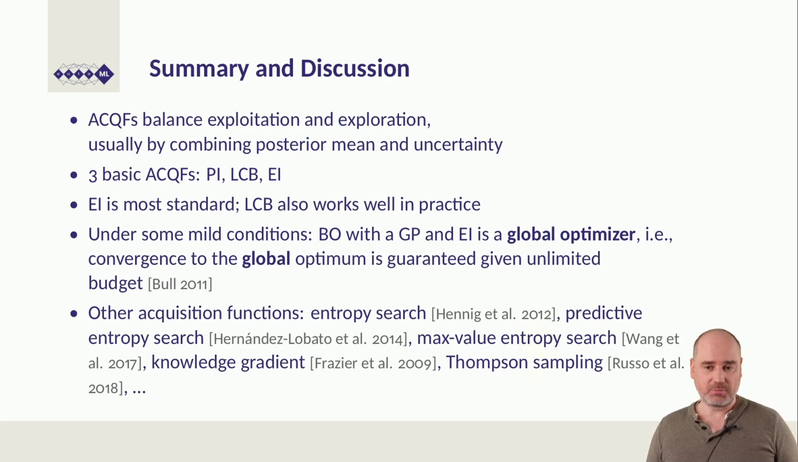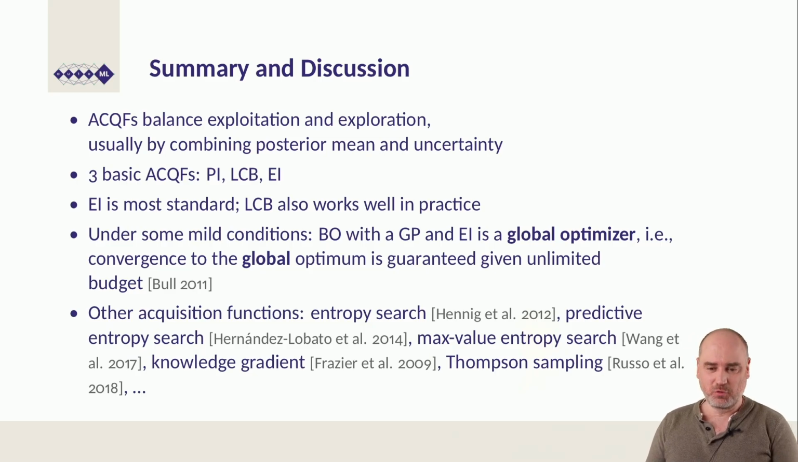Okay, summary and discussion for acquisition functions. So acquisition functions balance exploitation and exploration. And usually, nearly always, they do this by somehow combining the posterior mean and the posterior uncertainty of our surrogate model. We have discussed 3 basic types of candidate acquisition functions: probability of improvement, lower confidence bound, and expected improvement. EI is most standard. I have had very often good success with the lower confidence bound. That also works very well in practice.